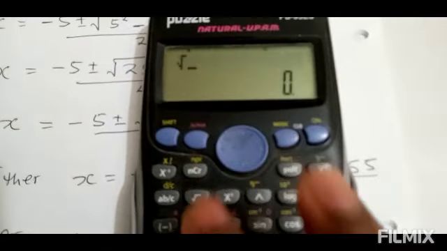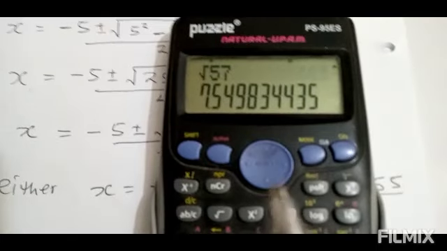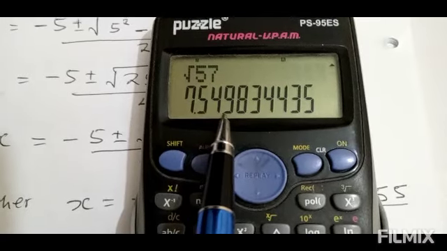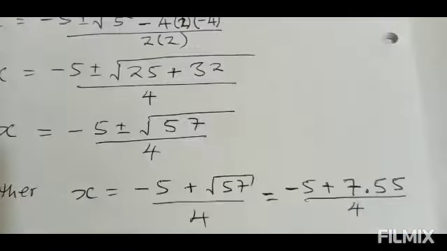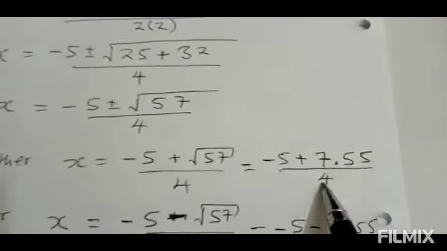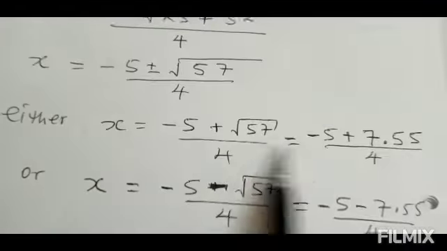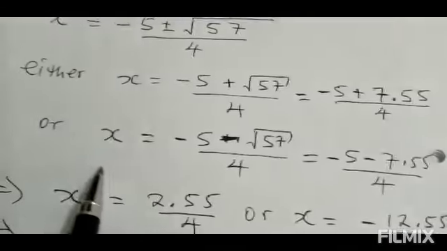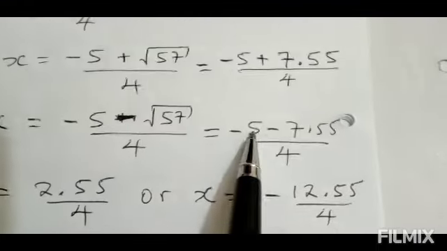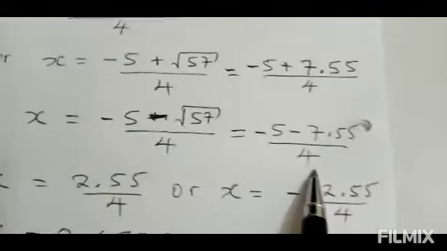So we have the square root of 57. That's the square root of 57, 7.5498. So we can round that off to 7.55. So minus 5 plus 7.55 over 4. First of all, we take the plus, then the minus. x is equal to minus 5 minus the square root of 57, which is minus 5 minus 7.55, over 4.